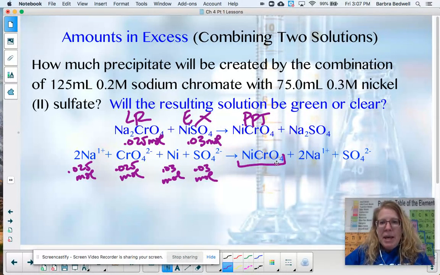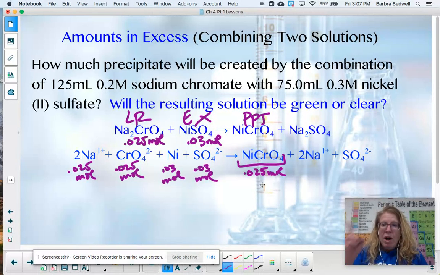How much of that did I make? What's my limiting reactant? Okay, so this stuff is my limiting reactant, and it's in a 1-to-1 ratio. So that means for my product, if I started with 0.025 moles of a limiting reactant, and it's a 1-to-1 ratio, I only made 0.025 moles of this stuff. That's all I made. Again, all of my limiting reactant got used up.